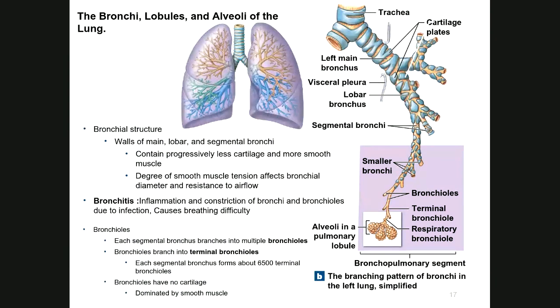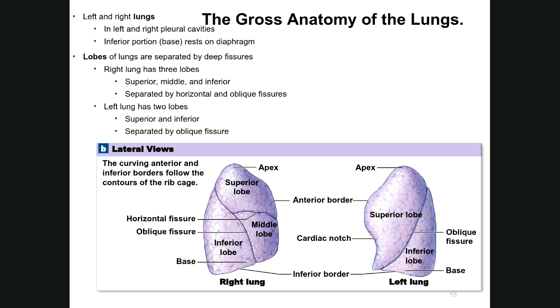Before I study the structures of those alveoli, those grape-like structures, let's talk a little bit about the gross anatomy of the lung. We have left and right lungs, right? And you remember the heart lies more on the left side. So the left lung has this cardiac notch. And the right lung is much bigger and has three lobes. We have the superior lobe, middle lobe, and the inferior lobe, while the left lung has only superior and inferior lobes.